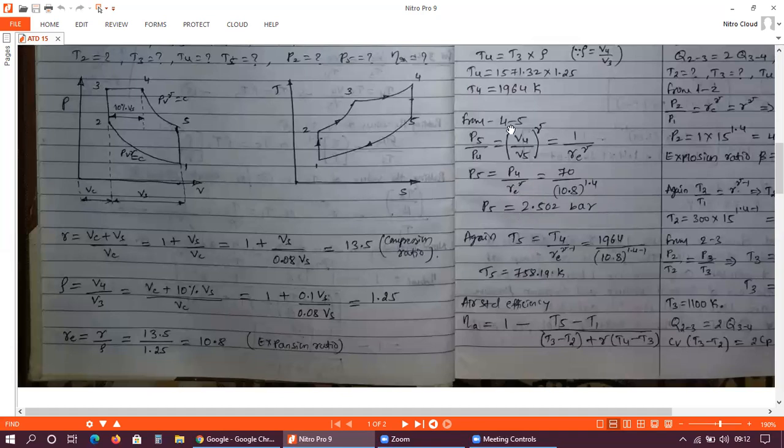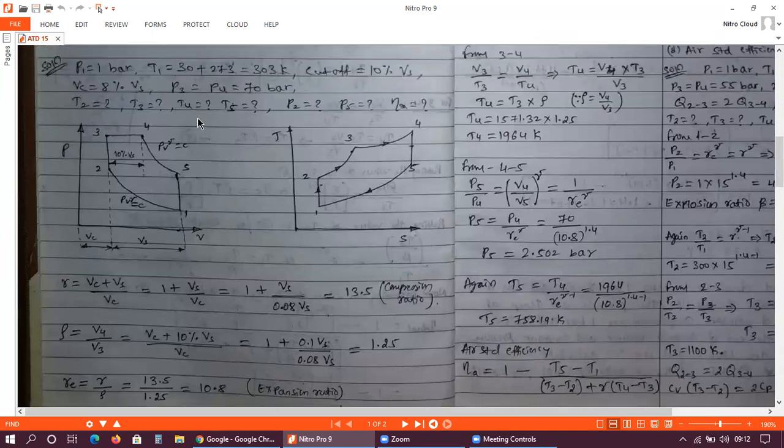Now, in the same process 4 to 5, we need to calculate T5 also. So how are you going to calculate T5? T5 is equal to T4 divided by re raised to gamma minus 1. Just substitute the values here, and you'll get the value of T5 as 758.19 Kelvin. So now we can observe that we have calculated all the pressure and temperature values in the PV and TS diagrams. We have calculated T2, T3, T4, T5, along with P2 and P5. So these are the pressure and temperature values at all the places which were unknown.